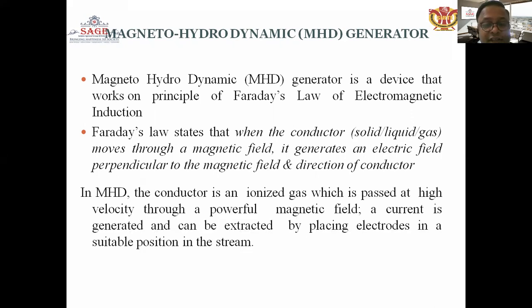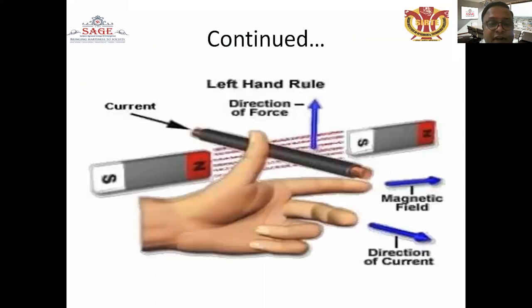तो in an MHD, the conductor is an ionized gas which is passed at a high velocity through a powerful magnetic field. A current is generated and can be extracted by placing electrodes in a suitable position in the stream. This is Faraday's law, where the current is passing through the conductor side.